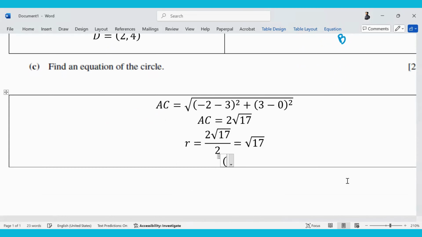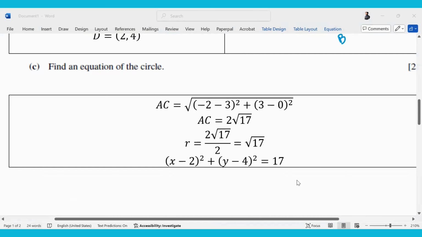Now, how do I write the equation of a circle? (x - 2) whole square plus (y - 4) whole square is equal to 17. Is this clear? Center and radius we have figured out, so the remaining things become very easy for us.